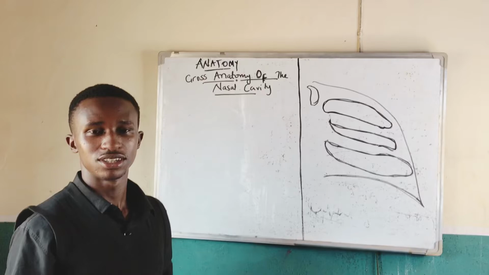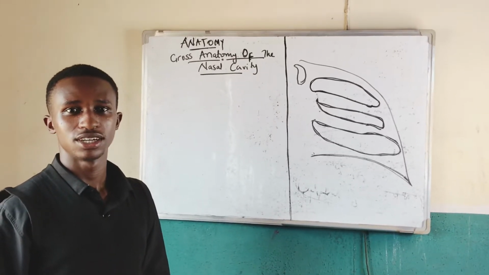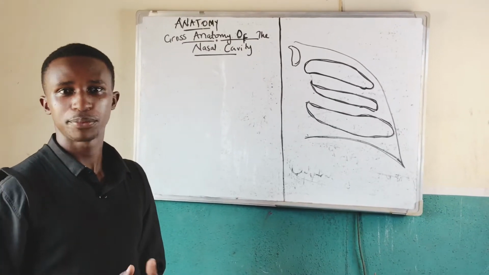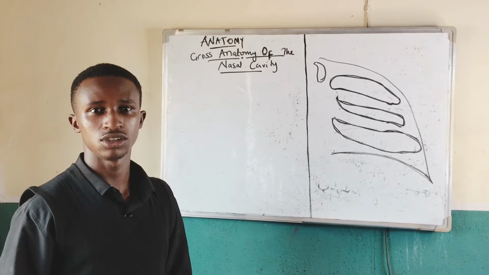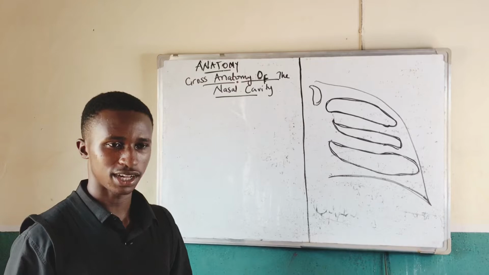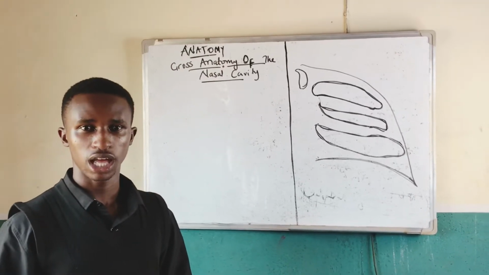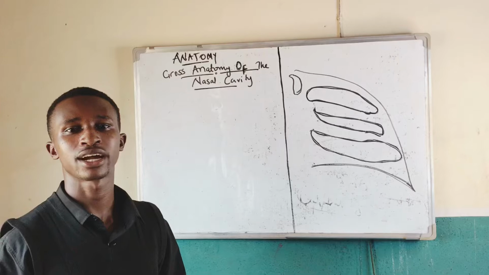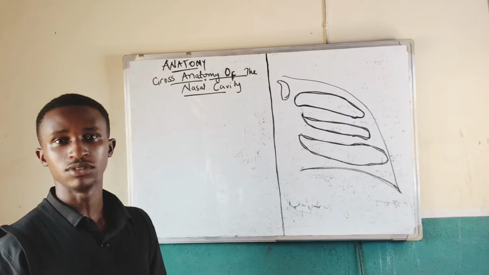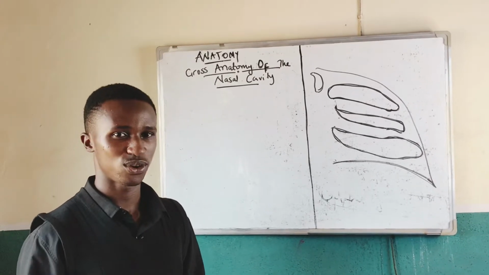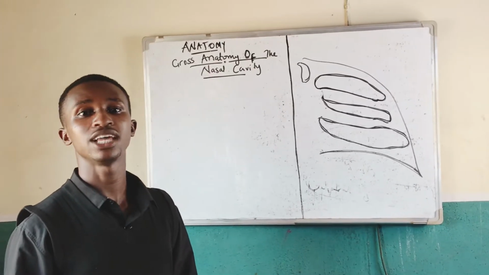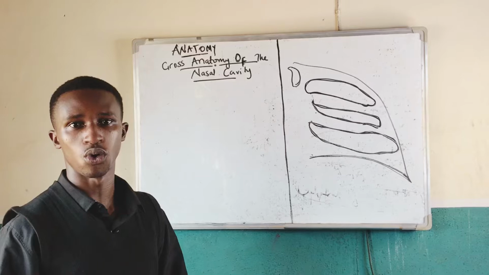Today I will be discussing anatomy, specifically the gross anatomy of the nasal cavity. In my previous video, I discussed the roof of the nasal cavity, the medial wall of the nasal cavity, the floor of the nasal cavity. But today, I will be discussing the lateral wall of the nasal cavity. Remember, I said the lateral wall of the nasal cavity is the most important wall. Why? This is because of the presence of specialized structures in the lateral wall of the nasal cavity.